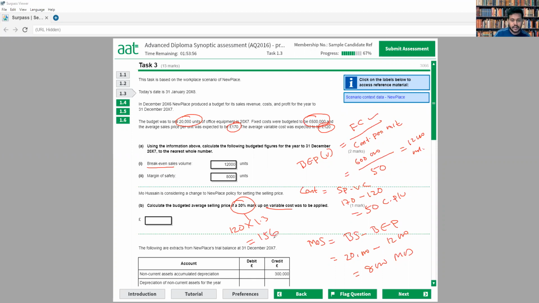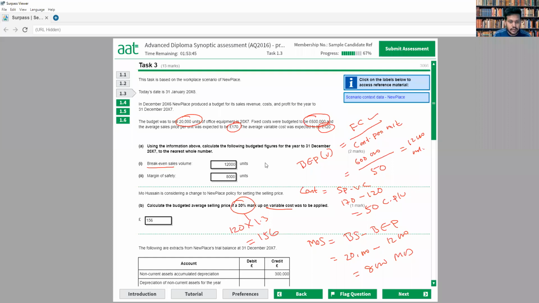So that's not very difficult. So let's complete this section. So he said my variable cost will be increased to 156. That's it. All right, let's move to the next one.